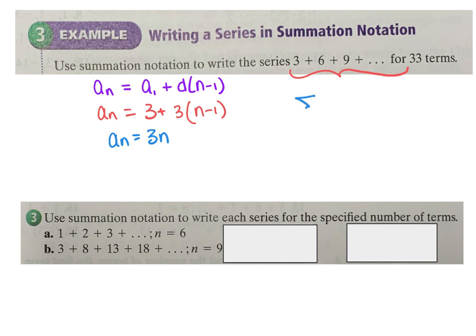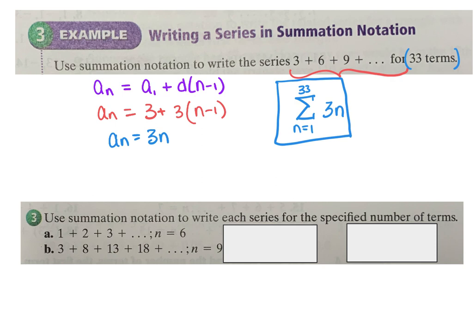I am going to do my little symbol. I'm going to say we're starting with our first term. It says how many terms? So my upper bound is 33. And my explicit formula is 3n. All right. That is summation notation for this particular series. Now, how would I then calculate that?